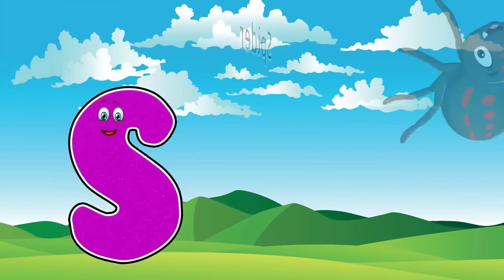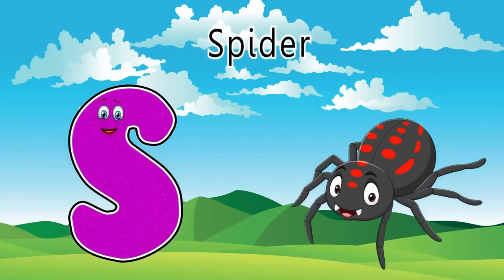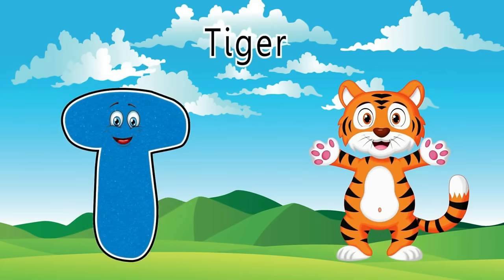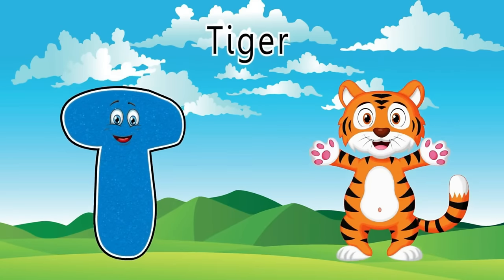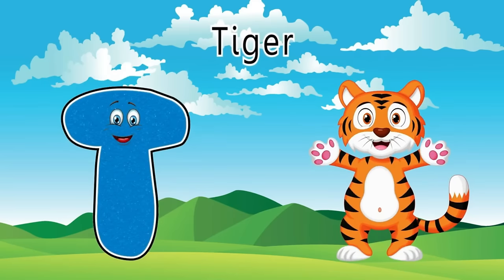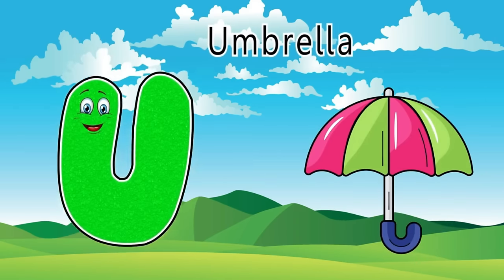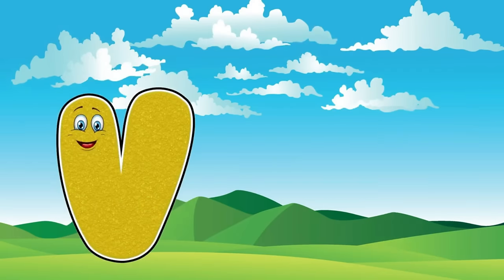S is for spider. S, S, spider. S, spider. T is for tiger. T, T, tiger. T, tiger. U is for umbrella. Umbrella, umbrella. U, umbrella. V is for violin.